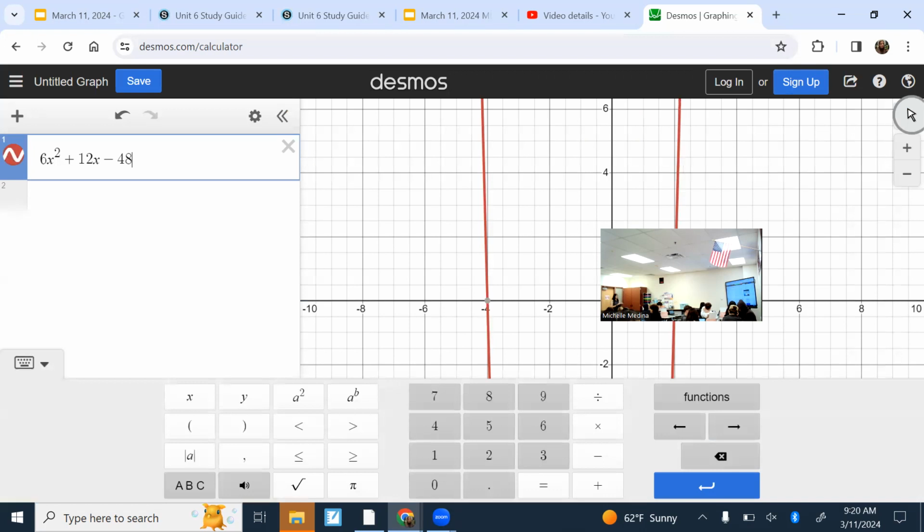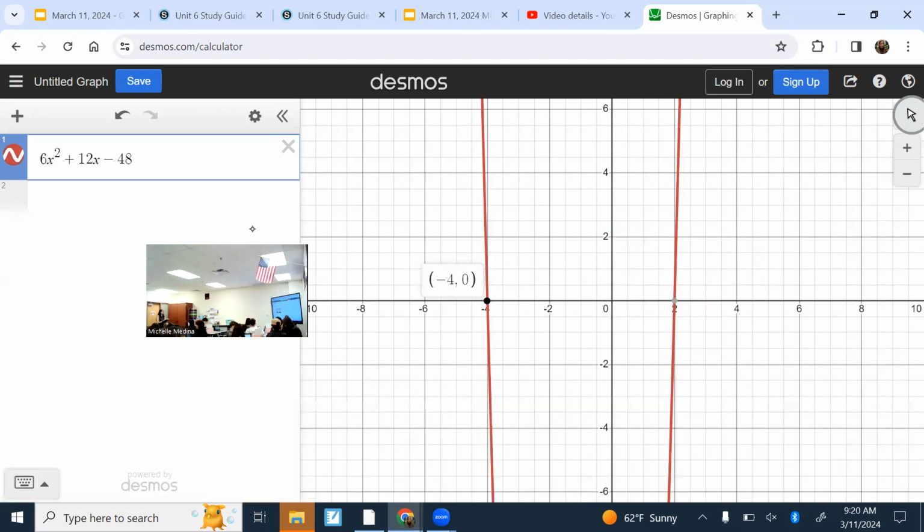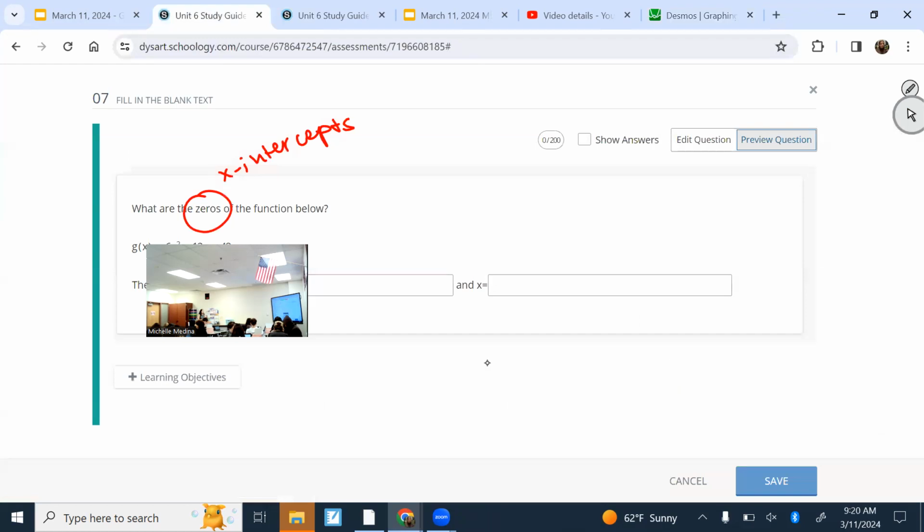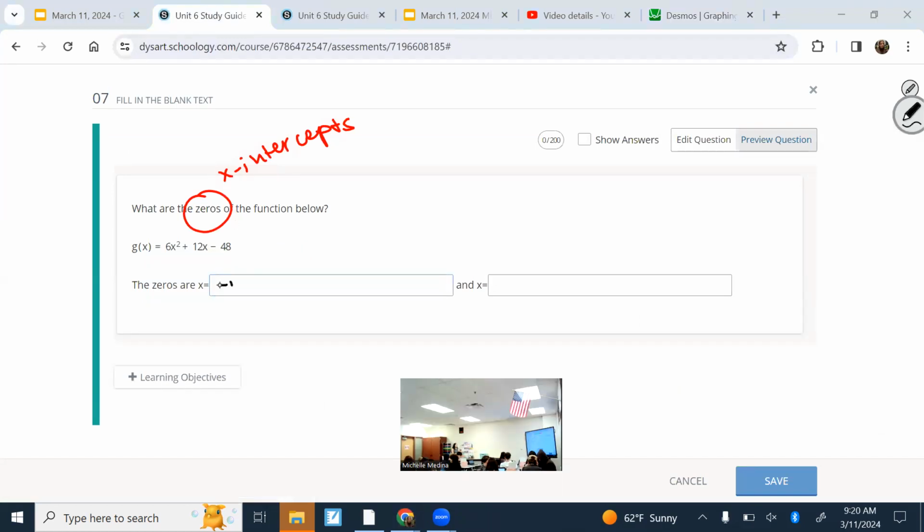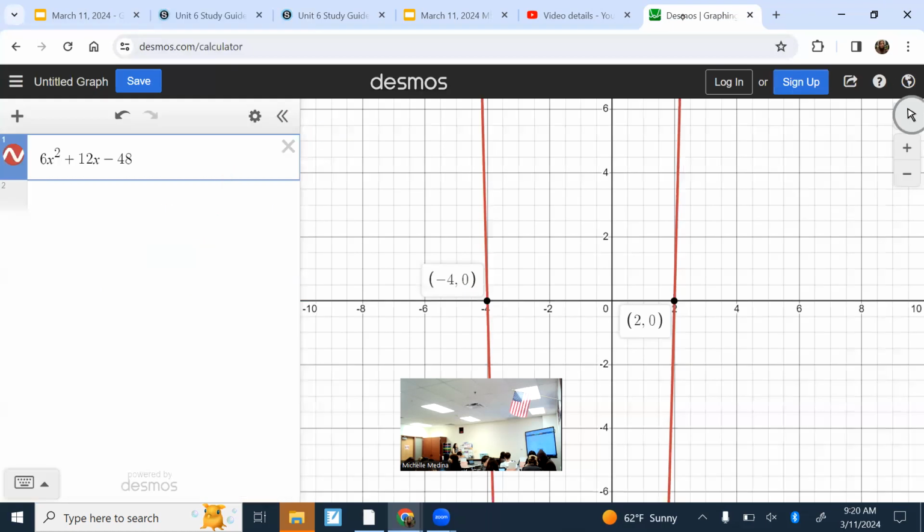Okay, and then again, zeros are x-intercepts. See where it touches on your x-axis. Now, on your study guide, I made it to look just like your test, how they want you to type the answers in. Of course, I'll still go back and check tomorrow when you take your real tests and see if I need to give points back to anyone. But the way that they want you to type your answers is to just put what the x's are. So here it says x equals and x equals. It'll be x equals -4 and x equals 2. Those are your x-intercepts.